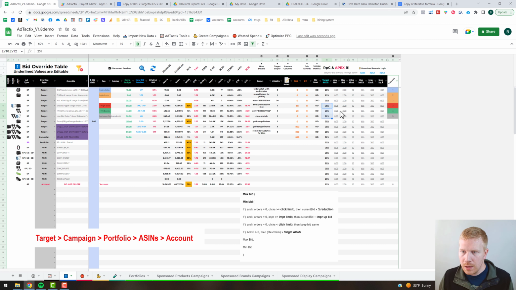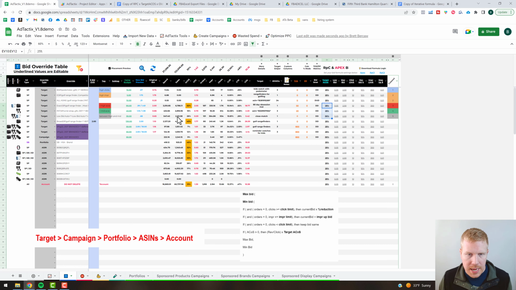But anyway, now that we've changed that in our settings tab, when we hit this bid preview, you'll see that the values will change. So now we're getting 68, 115, 99.